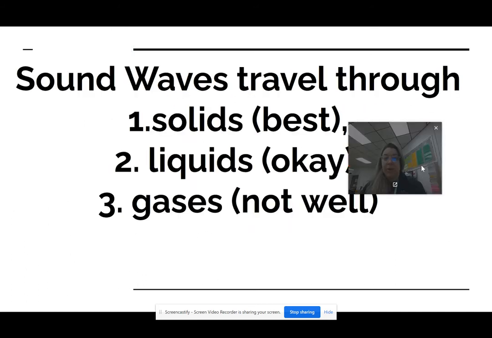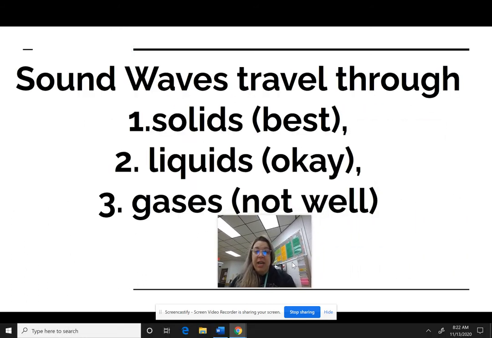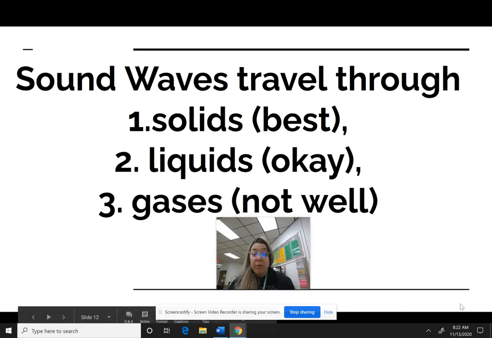Okay. So we just talked about that. Sound waves travel really well through solids because they're bumping right into each other. Liquids, they do okay. They still can move. And gases, not as well.